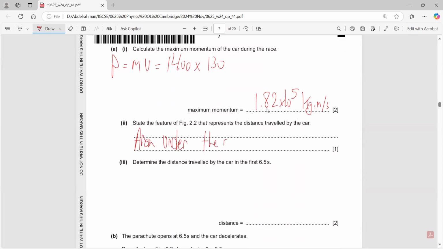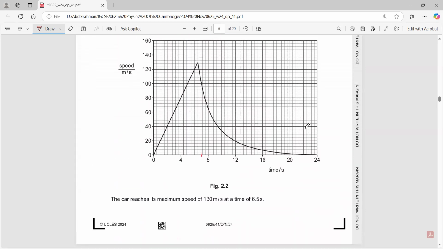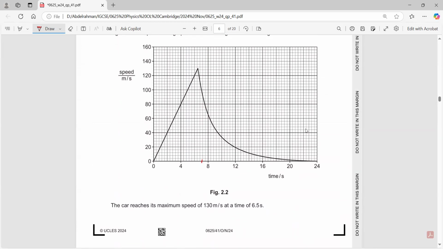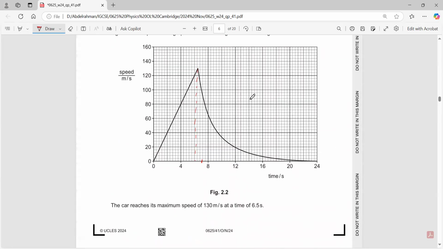Okay? The graph. Determine the distance traveled by the car in the first 6.5 seconds. Area under the graph in the first 6.5 seconds. This is a triangle. Half times base times height. Half times 6.5 times 130.